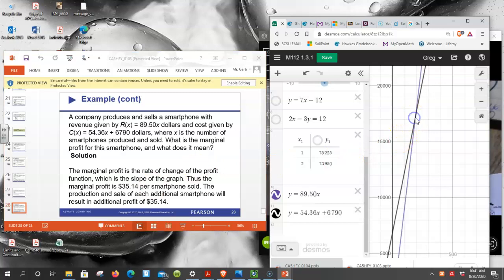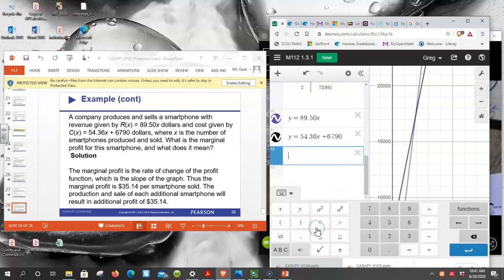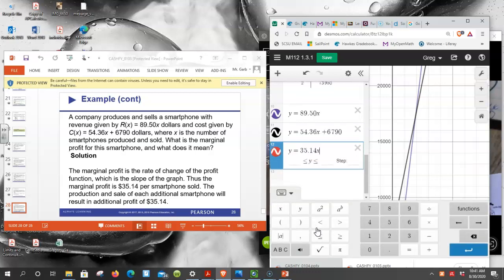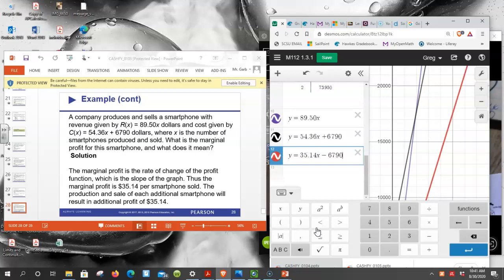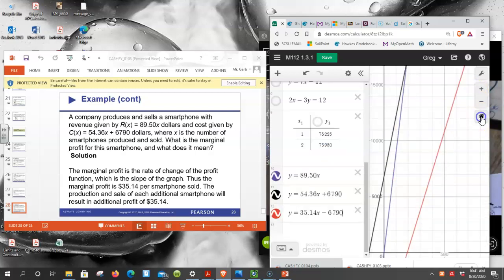I went a step further to show the graph here, and it shows you that you have to sell about 193 phones. You'll bring in this kind of revenue. So where are they going to meet? You have to subtract those two, and our marginal revenue is going to be Y equals, what was that again? It was 35.14x minus 67.90. Okay, now when you do that, you'll see down here, if I go back home.